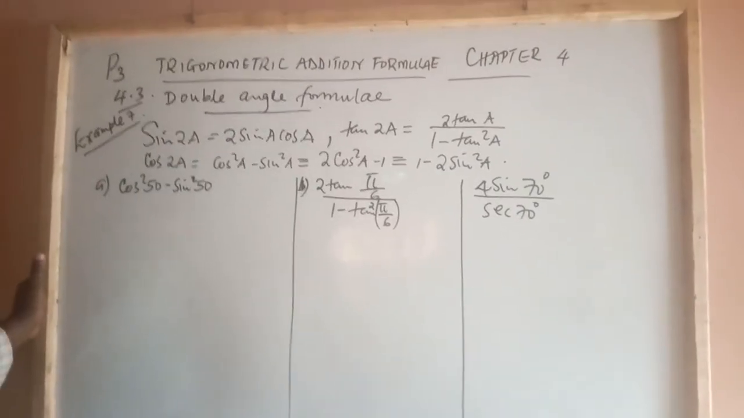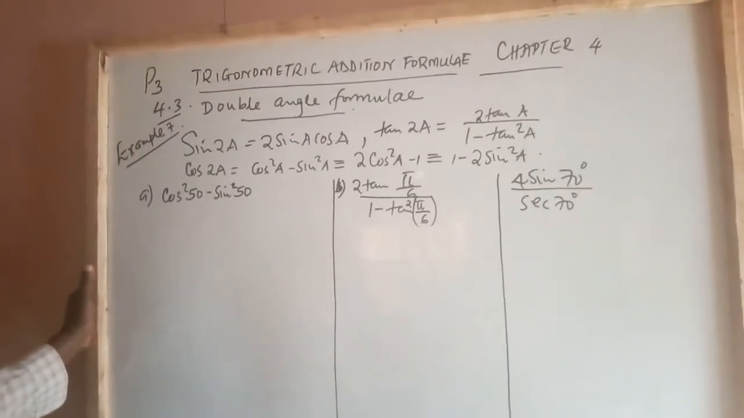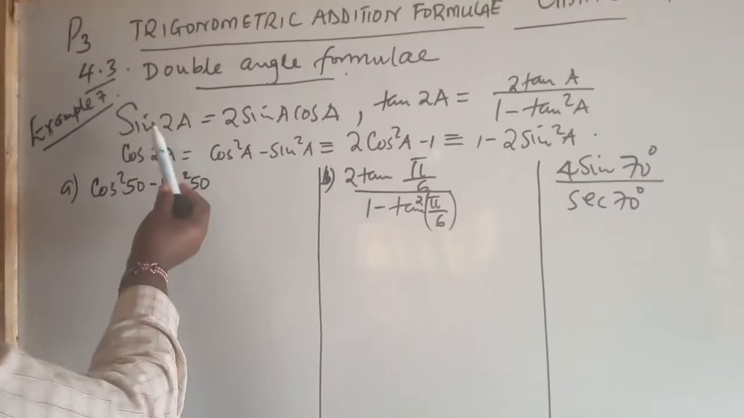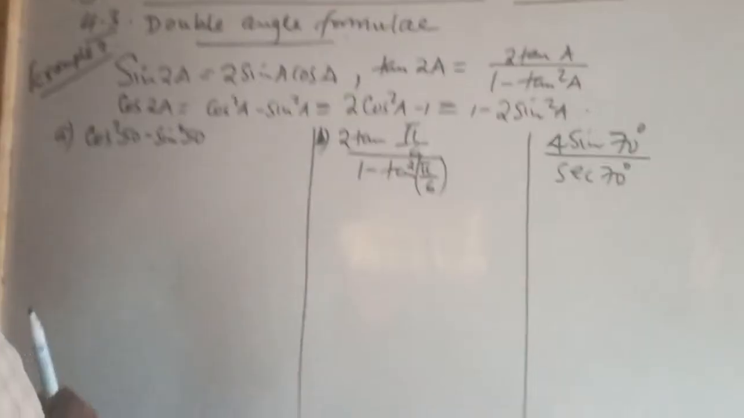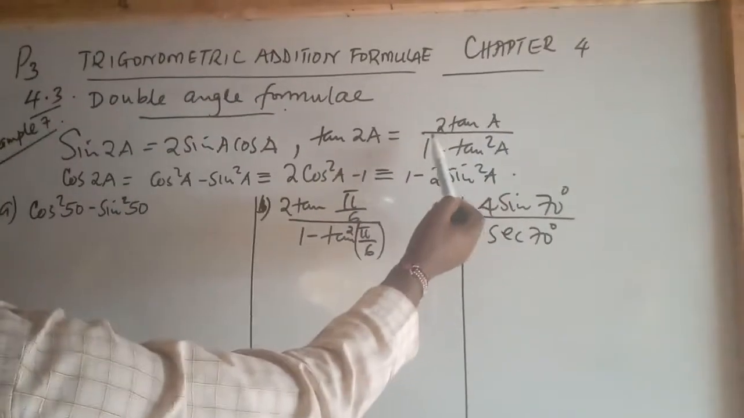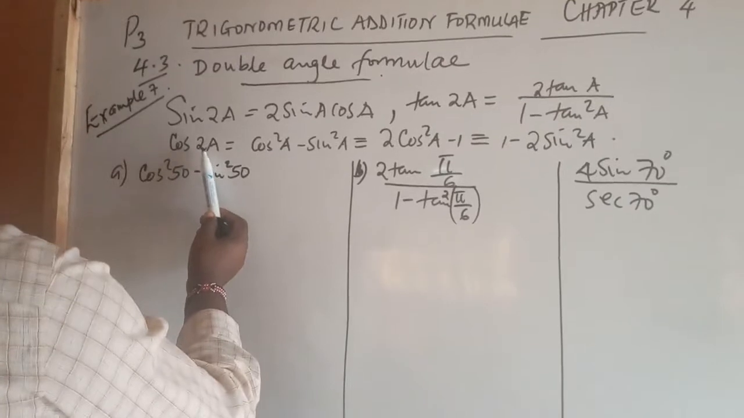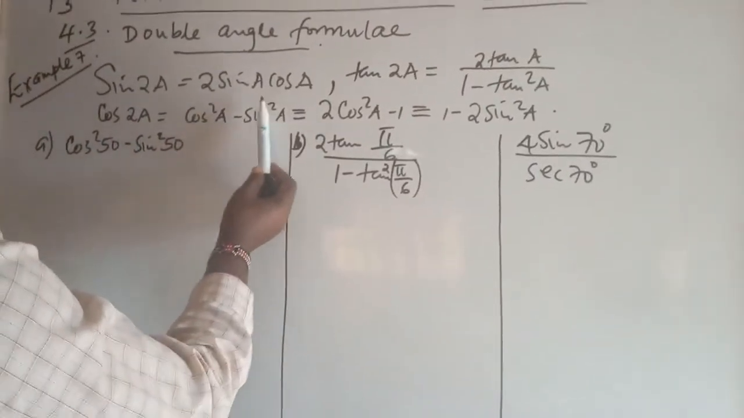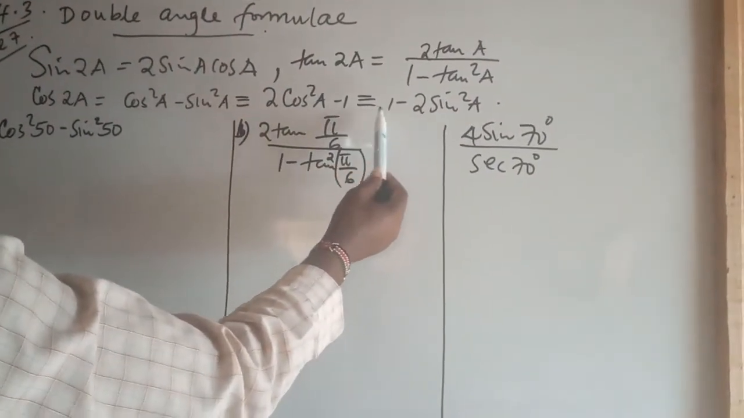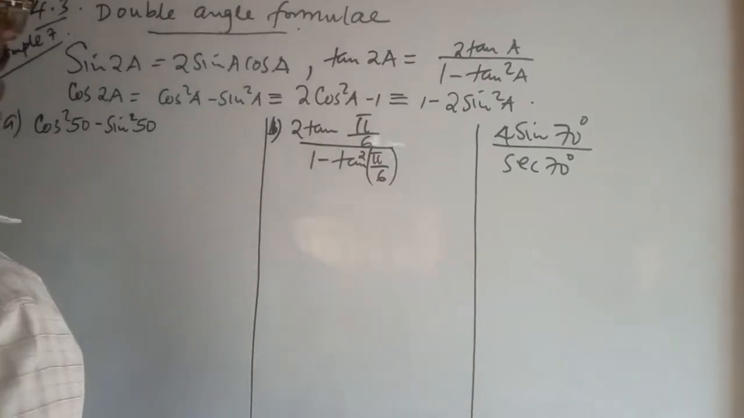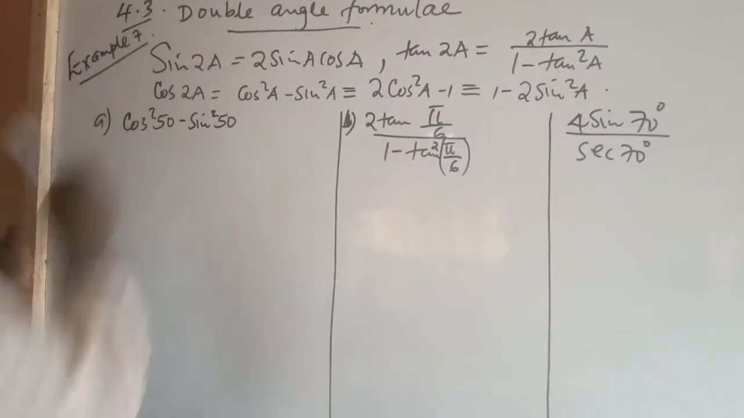We have just understood double angle formulae in our previous video, and we have been able to show that sine 2A is equal to 2 sine A cos A. We have been able to show that tan 2A is 2 tan A over 1 minus tan squared A. And we have also been able to show that the cosine of 2A is cosine squared A minus sine squared A, which is also equal to 2 cosine squared A minus 1, which is also equal to 1 minus 2 sine squared of A. And under example 7, we are supposed to prove this using this knowledge now.